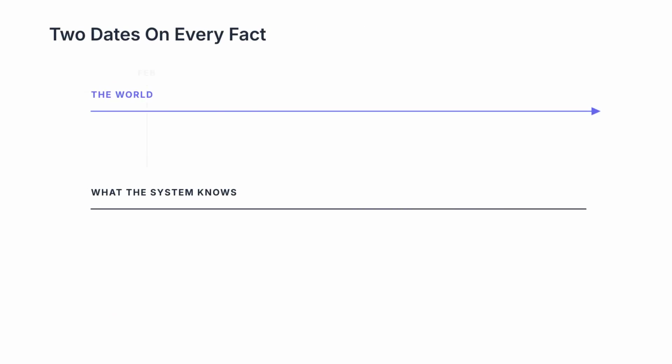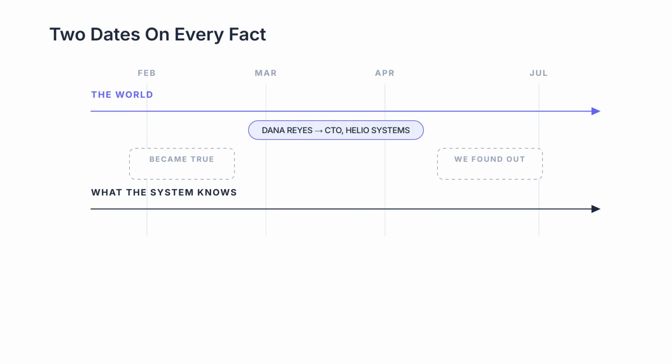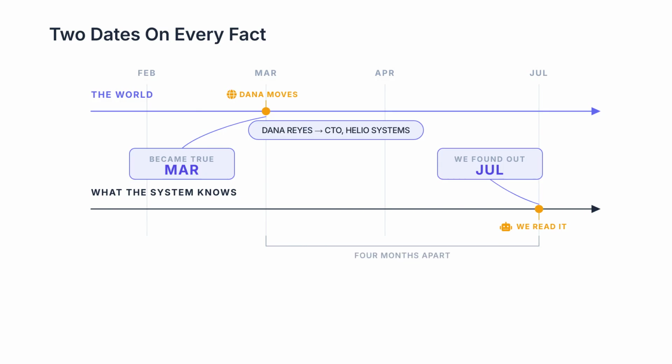Of those 5, the first 2 carry most of the weight, so let's sit with them for a moment. Dana's move happened in March. That is one date, and it belongs to the world. Your assistant did not actually read the announcement until July. That is a completely different date, and it belongs to you. Keep only one of them, and you lose the ability to answer half the interesting questions, including the ones your on-call engineer asks at 2 in the morning. 2 dates on every fact. Hold that thought.